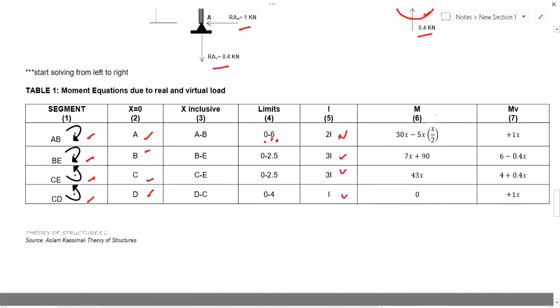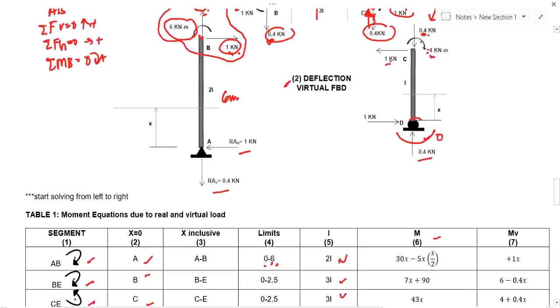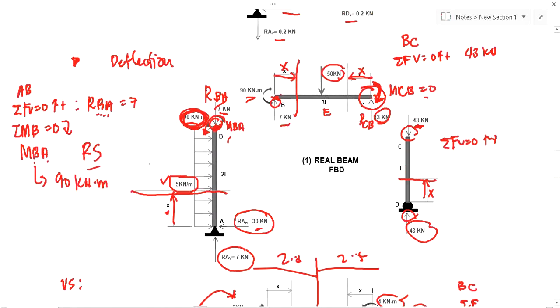Okay? And for the moment equation. Pagkapunta natin dito, pagka nag-cut tayo dito, tapos mag-moment tayo dito, anong imo-moment natin? Yung RAH, and then yung uniform load. So that is 30x. Clockwise tayo, di ba? Positive, that is 30x minus yung 5 times x over 2. Ayan yung magiging moment equation natin.